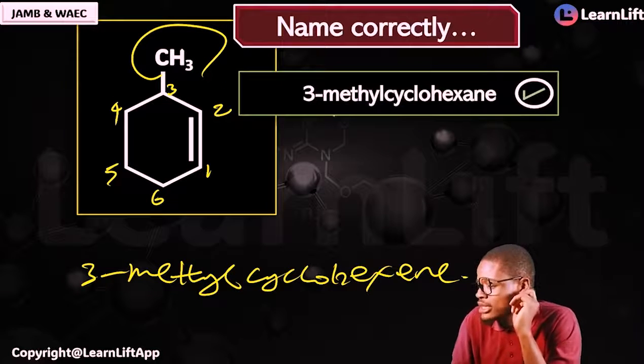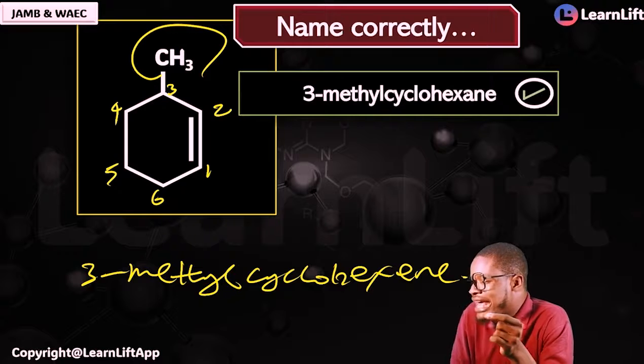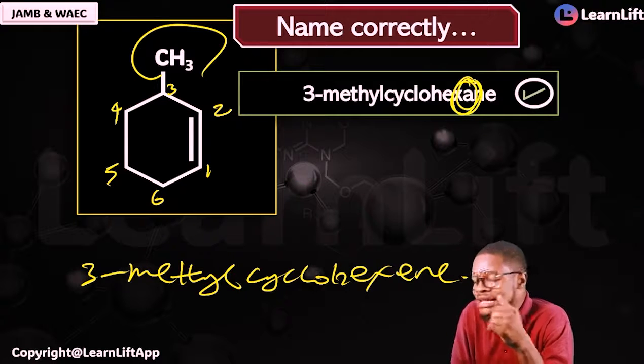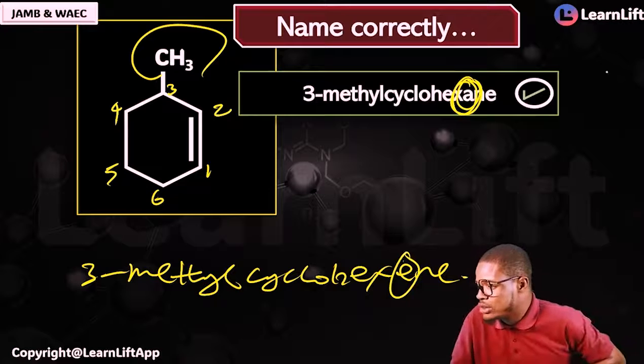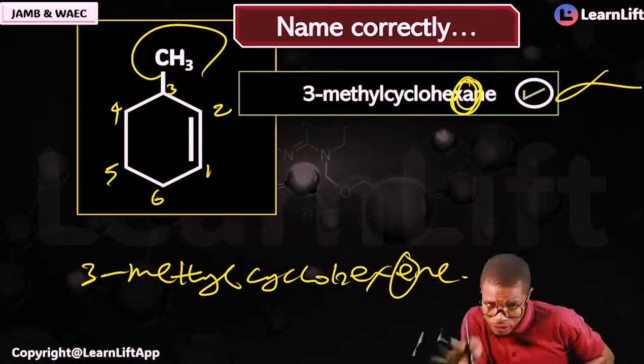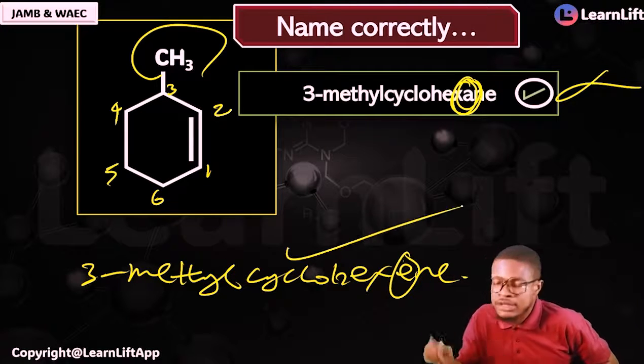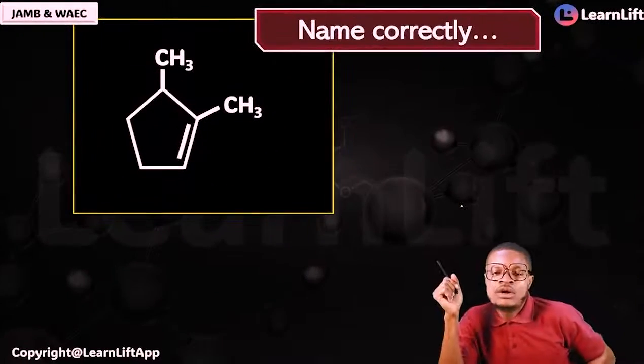Can this be the name? Come now. If they say 3-methyl cyclohexane, can N be the name or is N the name? N is the name, not N. So this is wrong. Does it make sense? Do you get it now? This guy is what's correct. Name this particular compound for me.